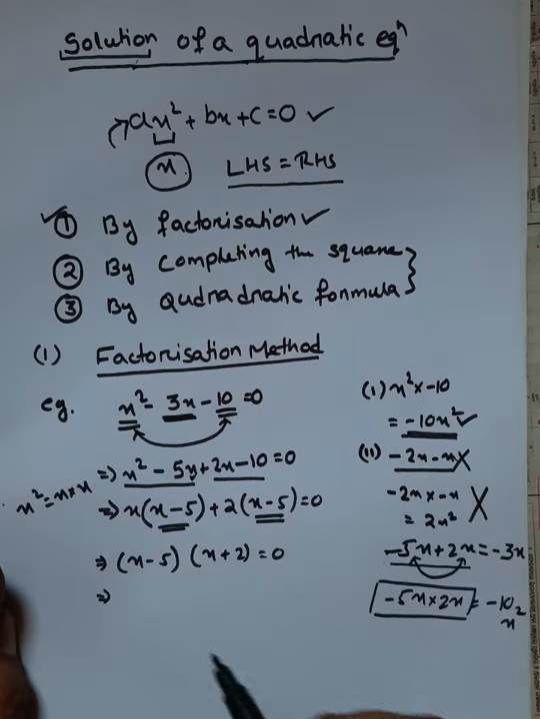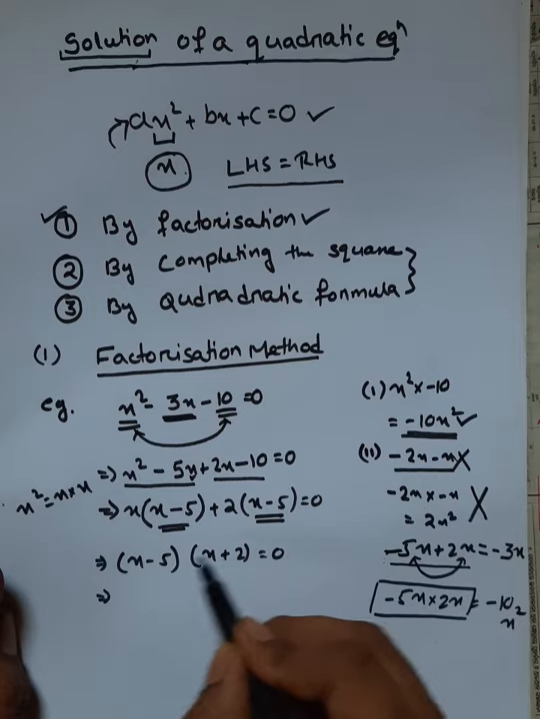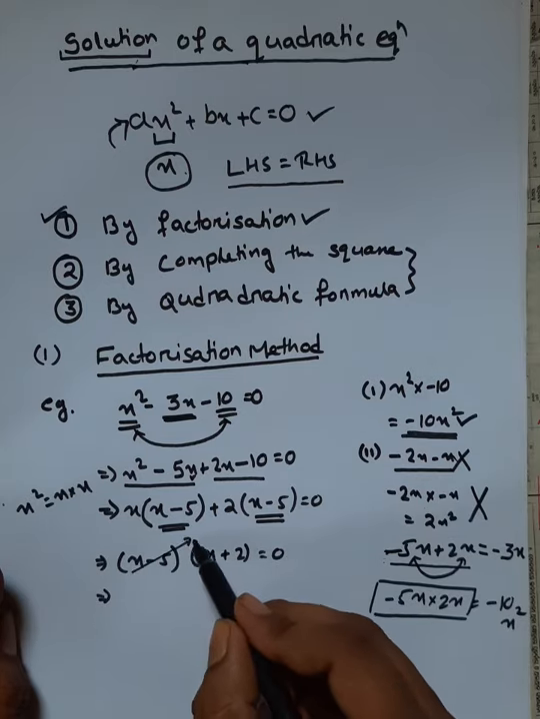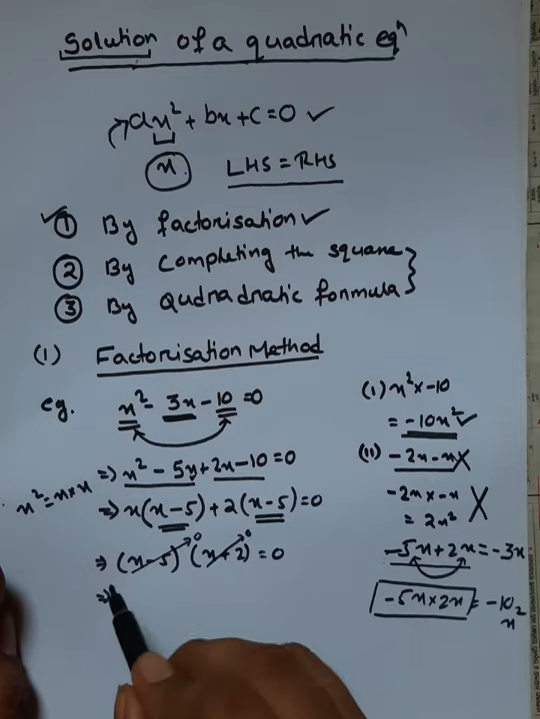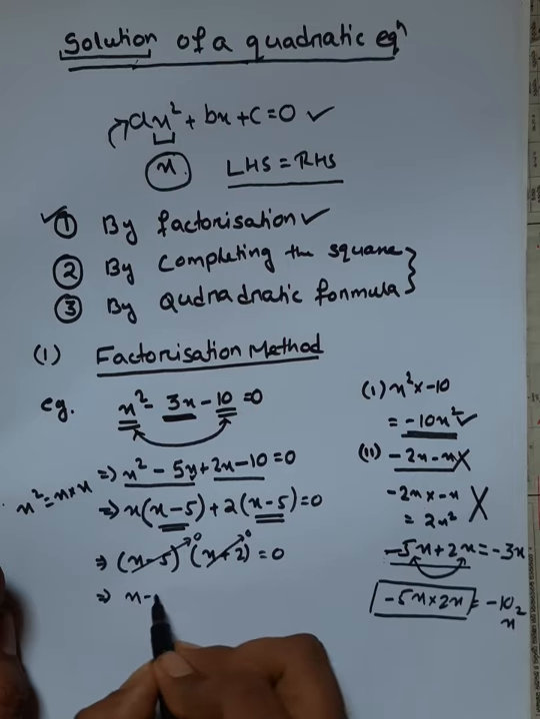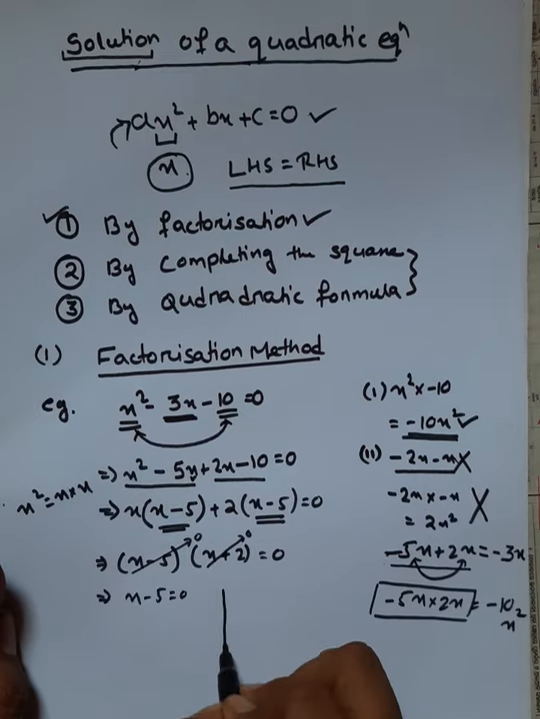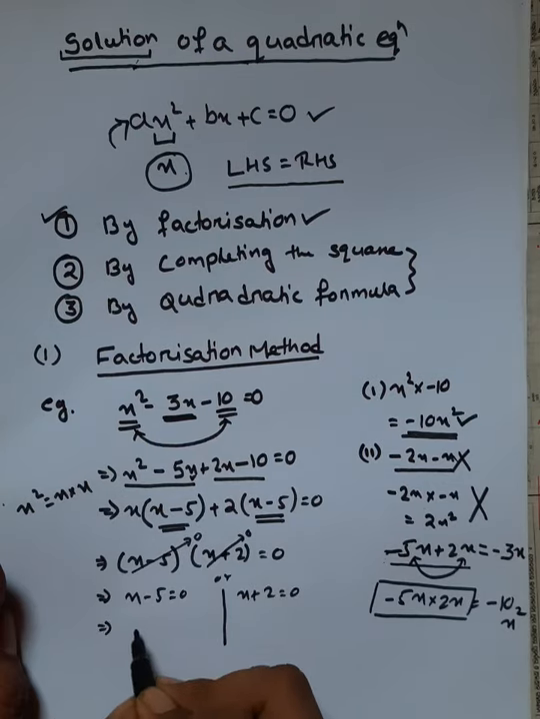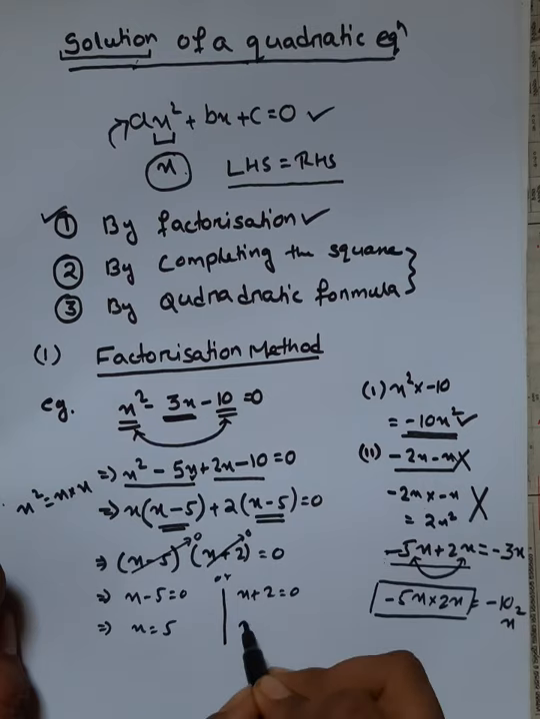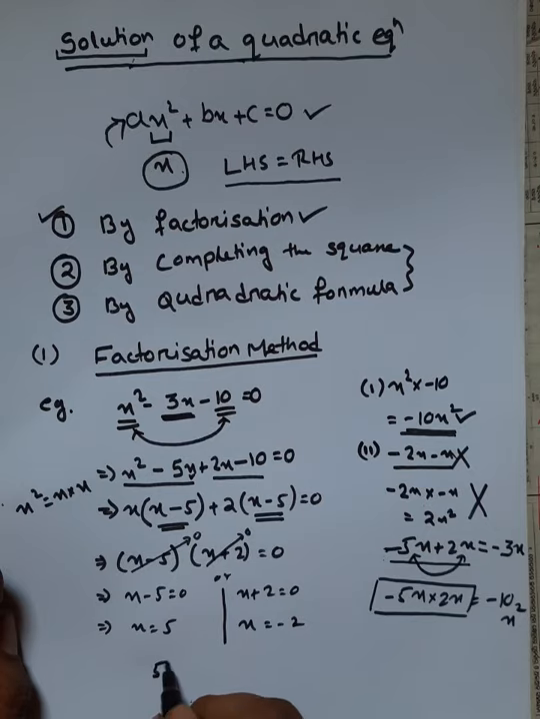Now see how this will be 0. Maybe this term may be 0, or maybe this term is 0. So we have to take both the terms as 0. So x minus 5 is equal to 0, or x plus 2 is equal to 0. So this will be x is equal to 5, or x is equal to minus 2. Okay, so this is our answer, 5 and minus 2.